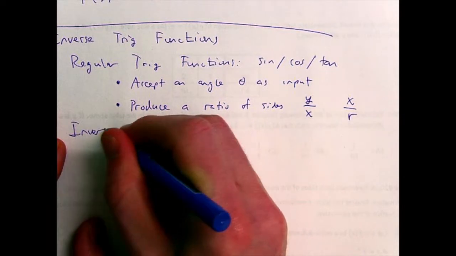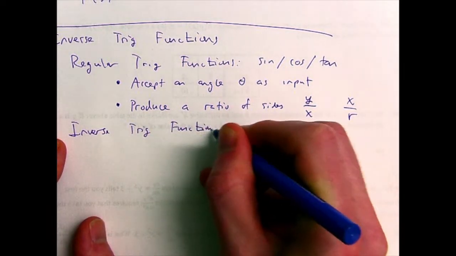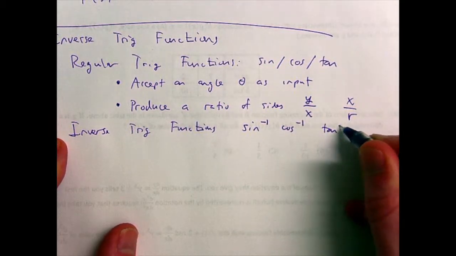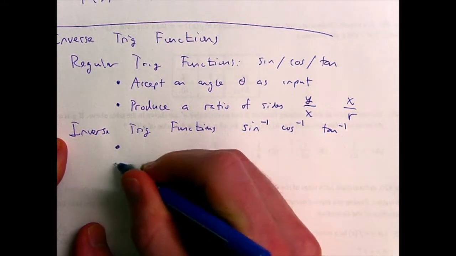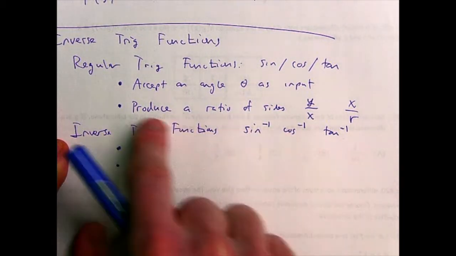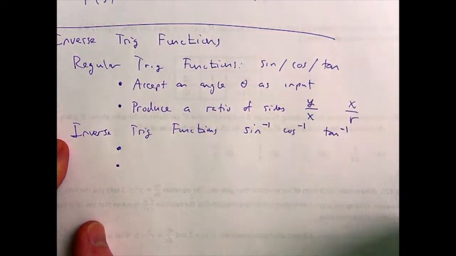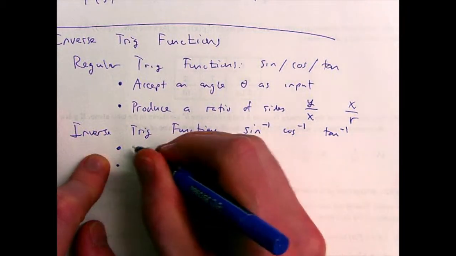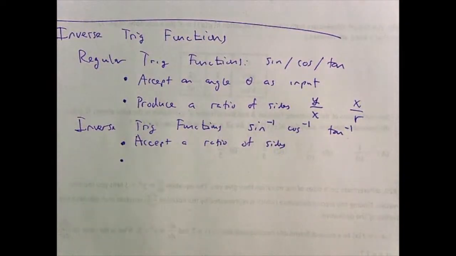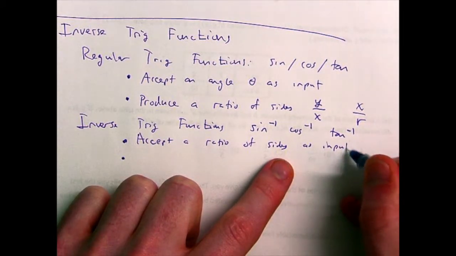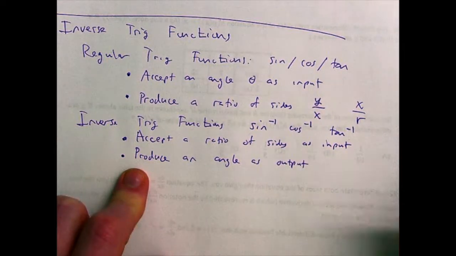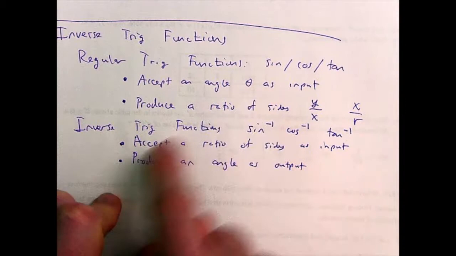Now, the inverse trig functions, which are denoted sine with a little -1 up top, cosine with a little -1 up top, and tangent with a little -1 up top, must reverse the inputs and outputs. So what kind of an object do the inverse trig functions accept as an input? Well, it must be the same as the output of the regular trig functions. Inputs and outputs get switched. So they accept a ratio of sides as input, and they produce an angle as output. Notice that that's switched around from the regular trig functions. Instead of accepting an angle, they produce an angle.